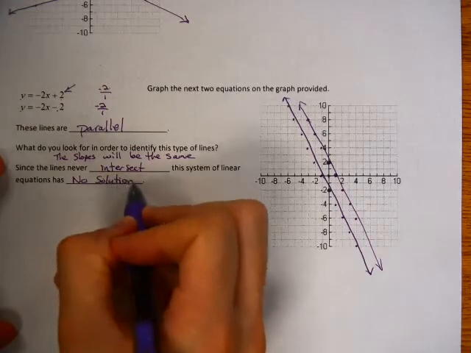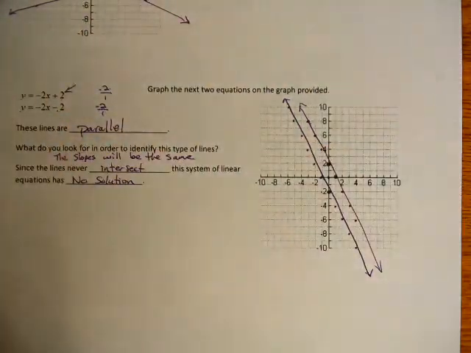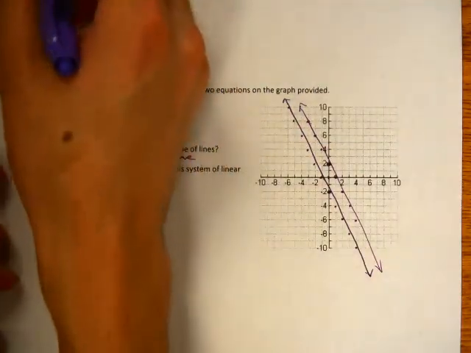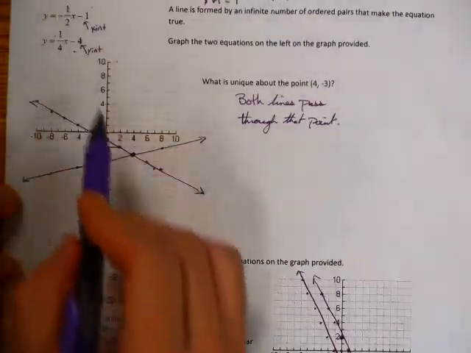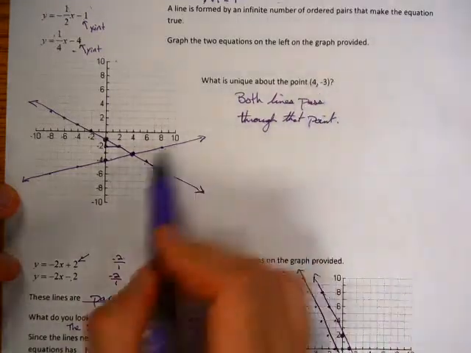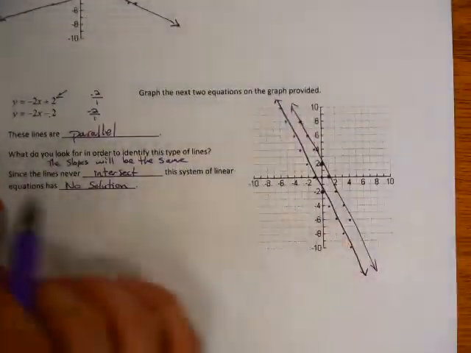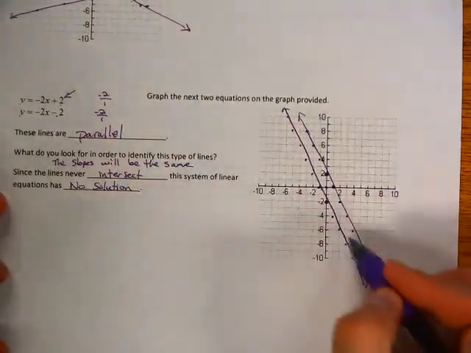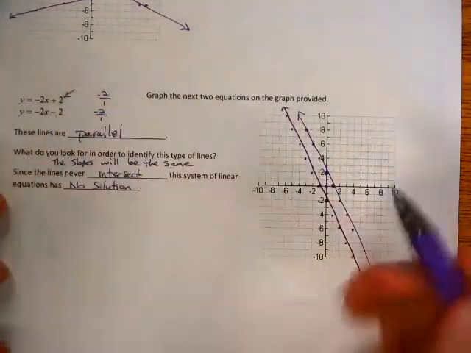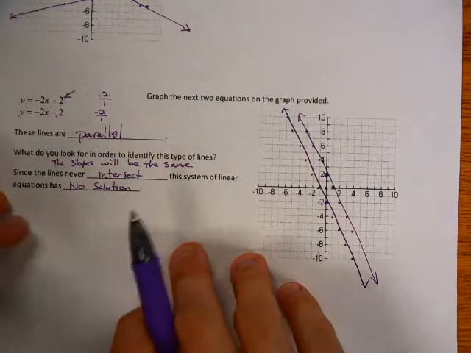Remember, a solution is where two lines intersect. It's where those two lines have a common point. One number that will solve both of the equations. In this case, 4 would solve both the equations, and the answer would be negative 3. That would be our solution. Here, there is no such number because they never cross. So there's no number I can plug into both and get the same answer.